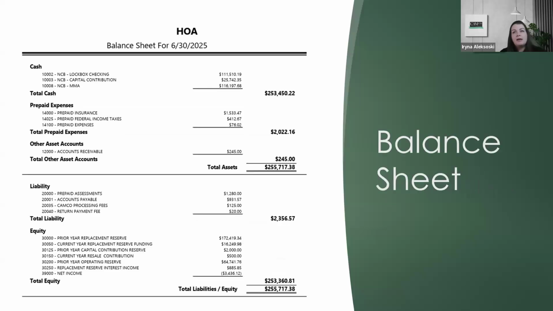The next one is the balance sheet. So this goes a little bit more into the detail from the prior report, but like you'll see at the top, you have cash, which again is very similar to the narrative. It shows you all your bank accounts with the balances.